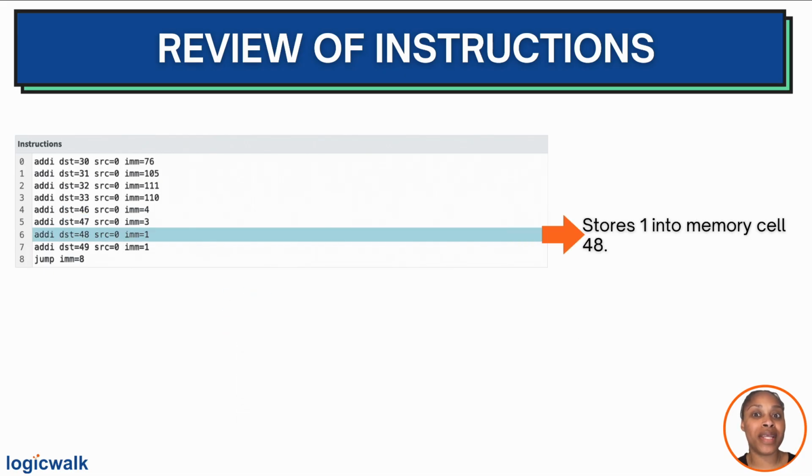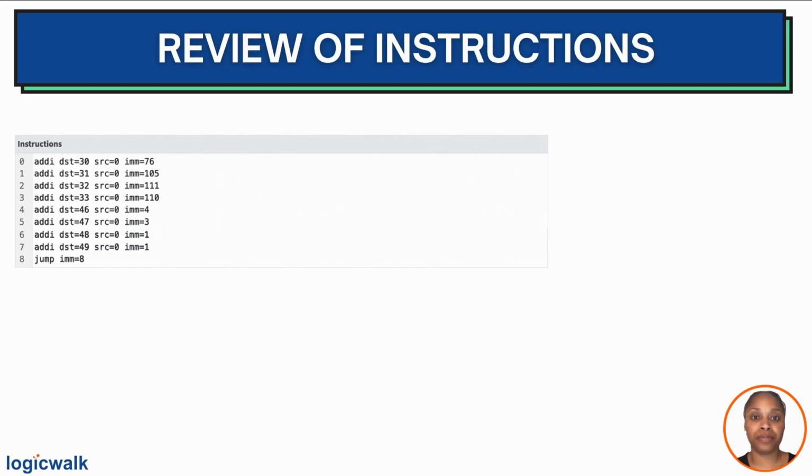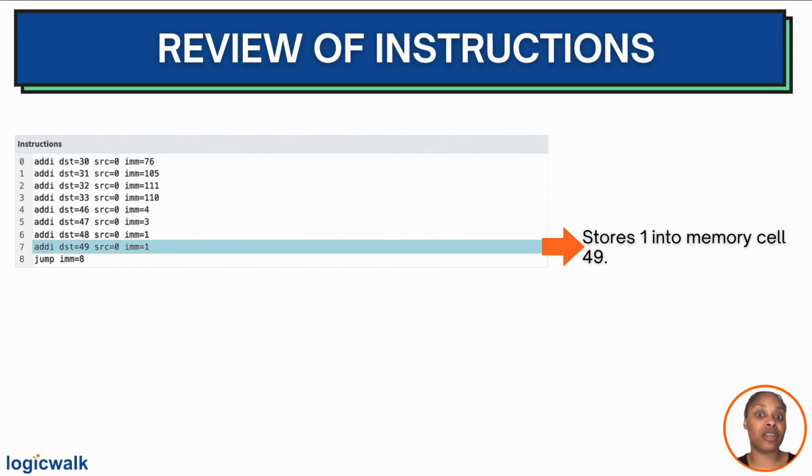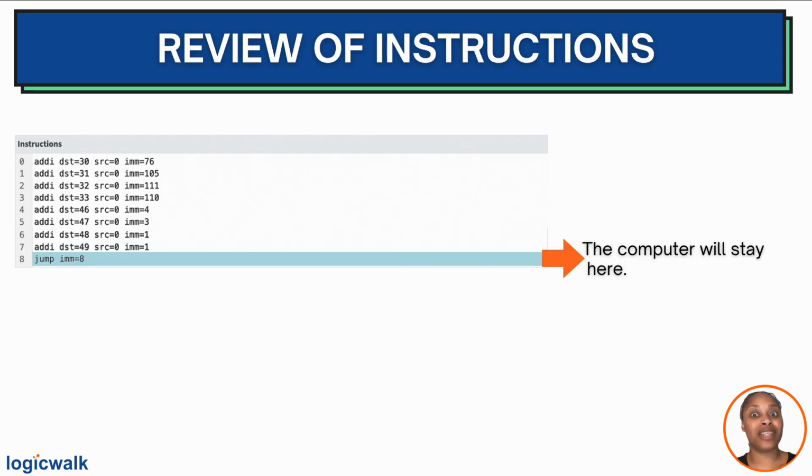Instruction 6 stores 1 into memory cell 48, which indicates that the disk is in write mode. Instruction 7 stores 1 into memory cell 49, which means the disk is on. The computer will stay at instruction 8. Let's take a look at what happens when we run the program.